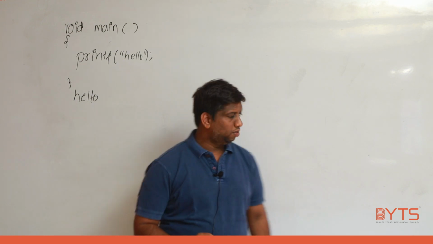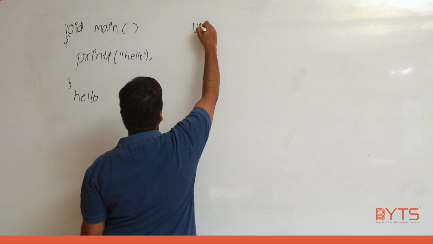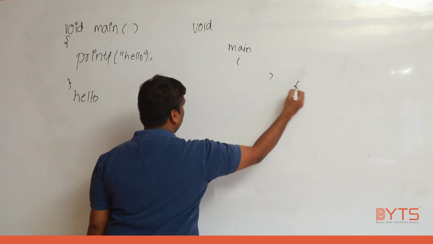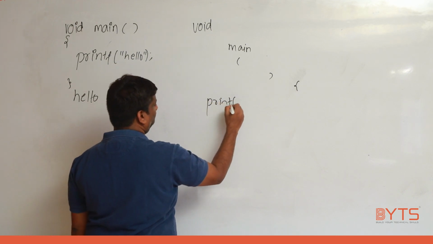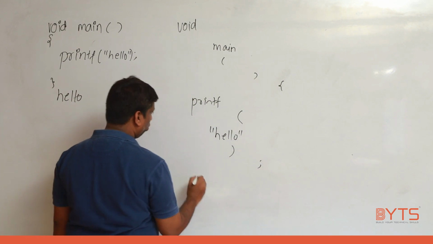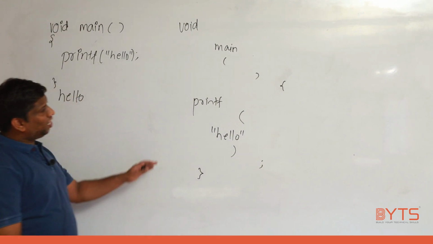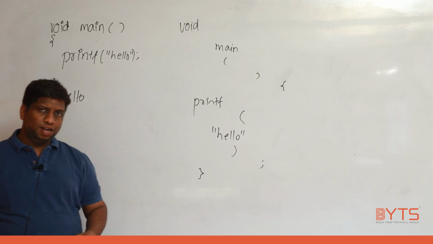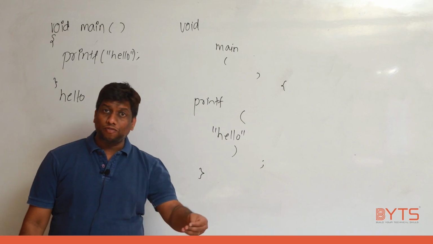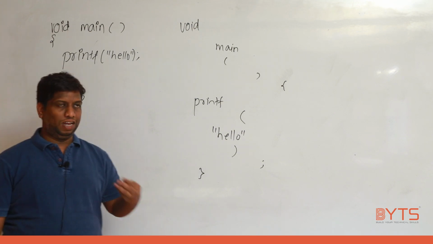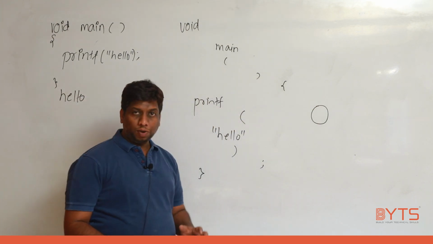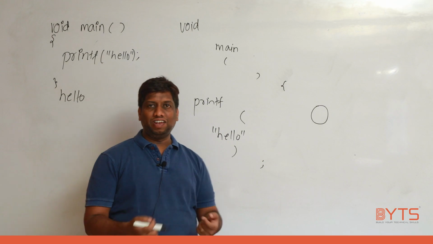Just come with us. Now let us take, I am writing void main, open bracket, close bracket, open curly brace, printf, open bracket, hello, close bracket, semicolon, curly brace. If you write like this, can someone guess how many errors we are going to get here? 1, 2, more than 5, more than 10, no errors? Well, the number of errors here is 0. Surprised? Not required to be surprised. I will tell why we get 0 errors.